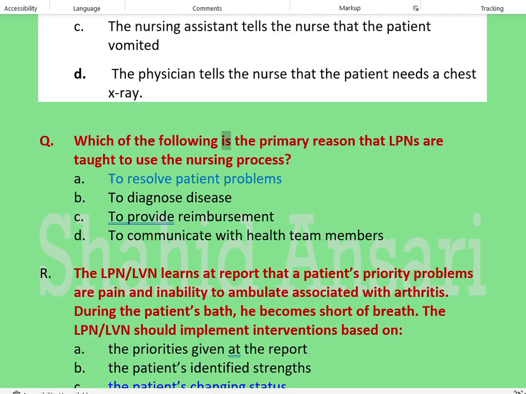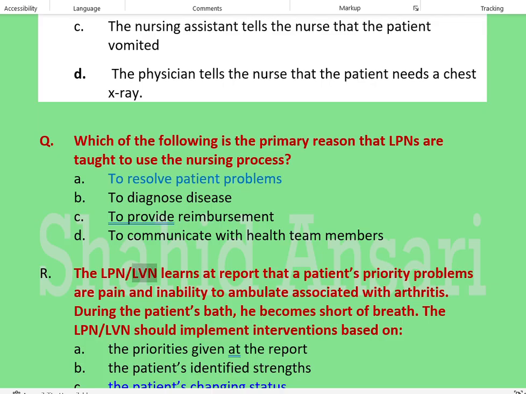Q. Which of the following is the primary reason that LPNs are taught to use the nursing process? A. To resolve patient problems. B. To diagnose disease. C. To provide reimbursement. D. To communicate with health team members.